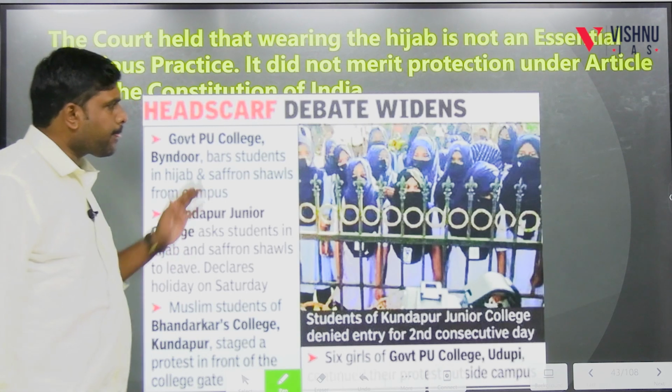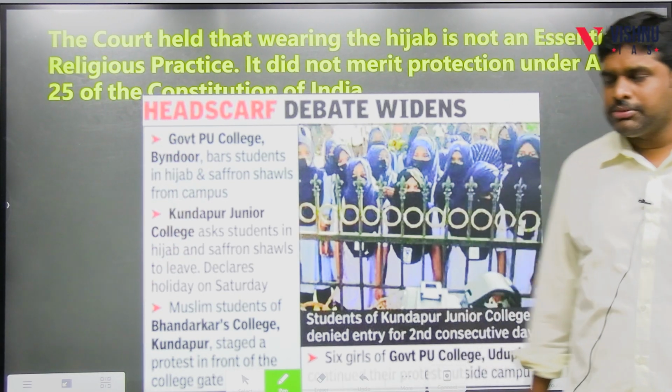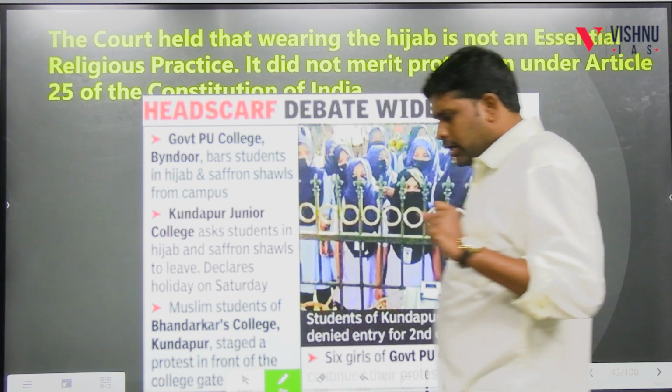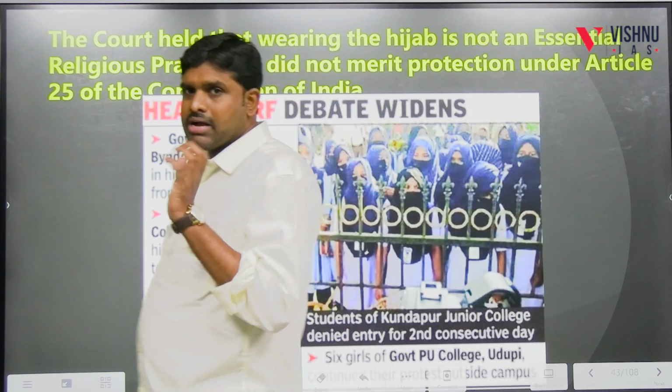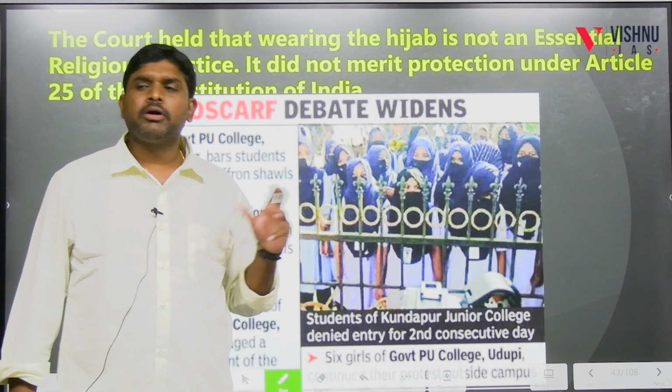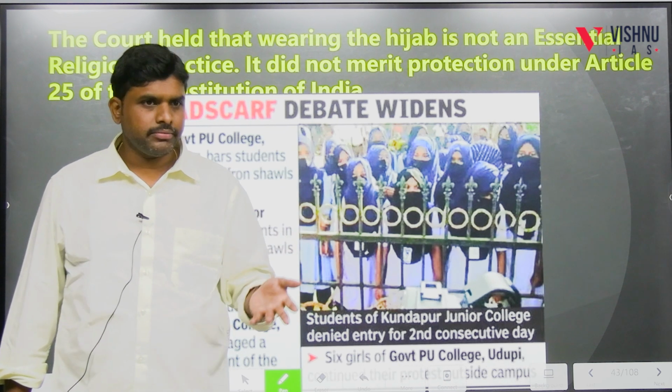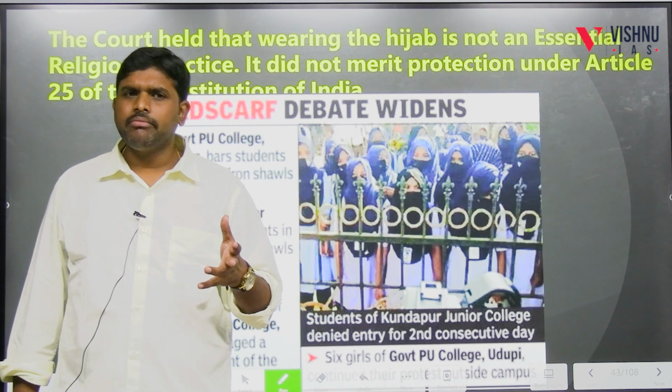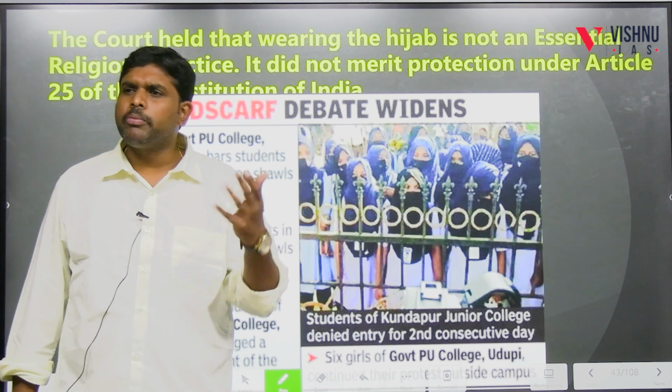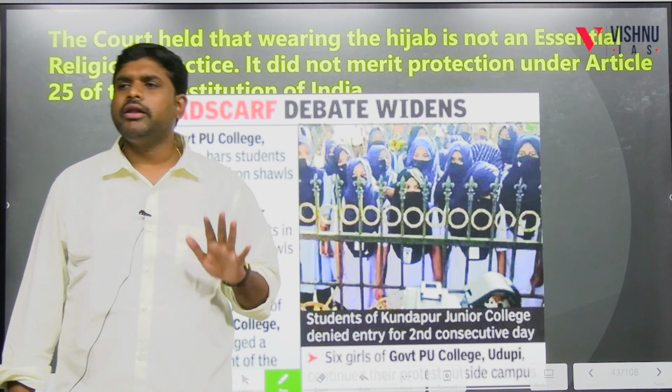Here comes this: what is the hijab issue? What happened? Mainly in Karnataka, the BJP government lost the Karnataka elections. Why? Because they crossed the limit. Anywhere, anytime, anybody, if they cross the limit, obviously they have to fail. So the same thing happened in Karnataka.